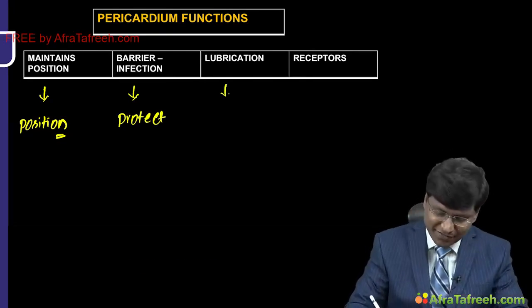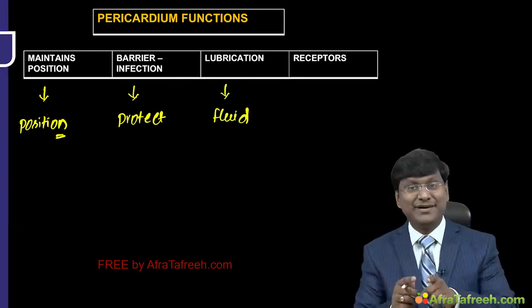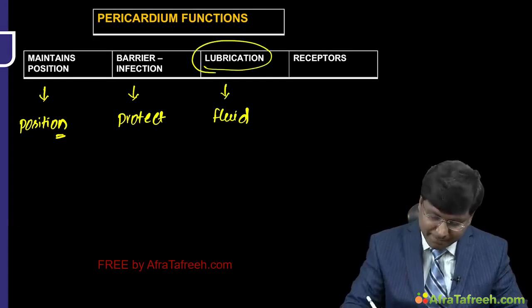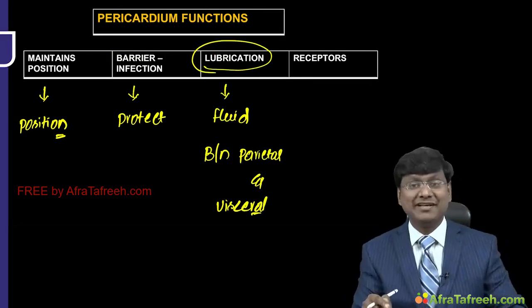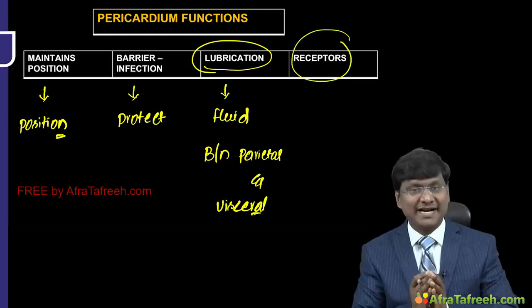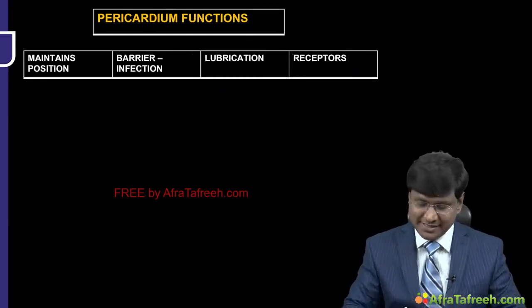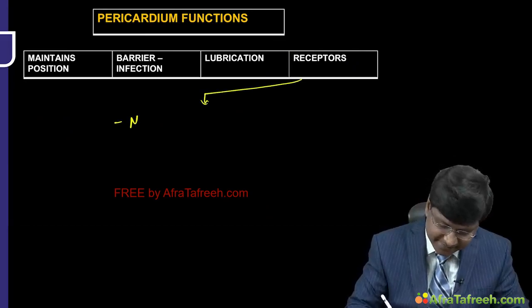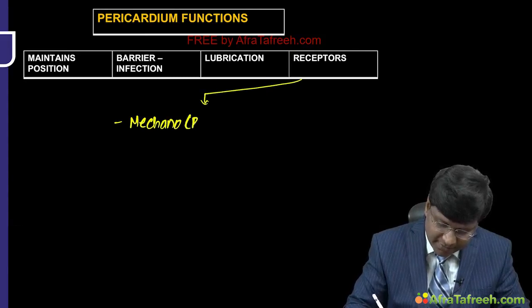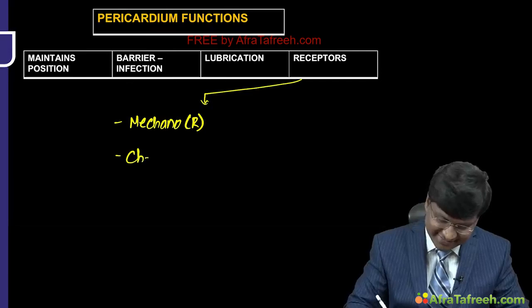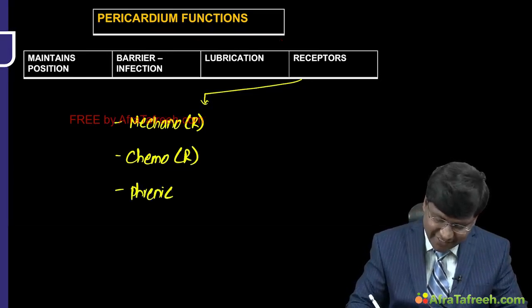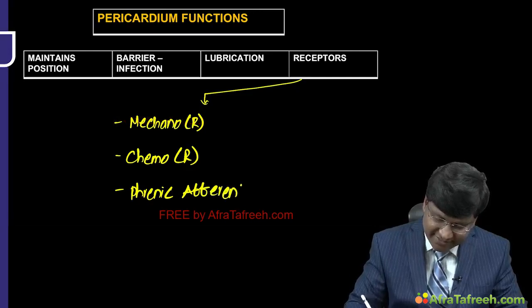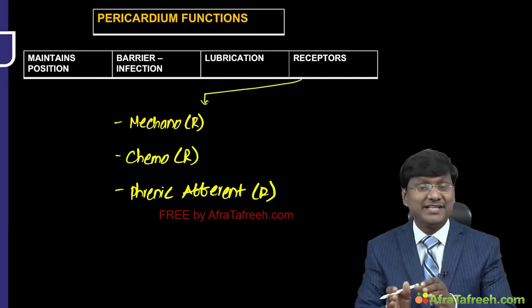Now take the function of the pericardial fluid. The function of the pericardial fluid is that it will act as lubrication between the parietal serous pericardium and visceral serous pericardium. So it has a lubricating function, and this particular pericardium is innervated by a good number of receptors. Now what are these receptors? These receptors are: number 1, mechanoreceptors; number 2, chemoreceptors; then we have phrenic afferent receptors. Okay, so these are the receptors present within the pericardium.